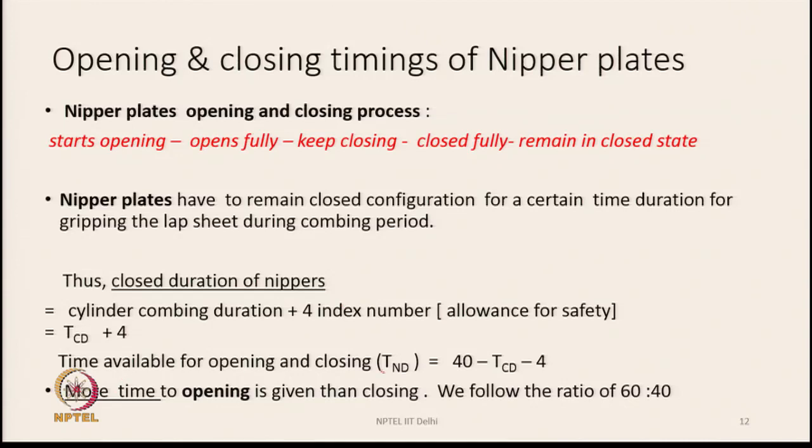So, time available for opening and closing therefore becomes 40 minus TCD, duration of time while combing is going on, minus 4. So, this is the time that is available for us for opening and closing operations. More time is given to opening than closing, so that the opening does not take place with a jerk. So, generally we open a little slower, but close a little faster. We follow the ratio of 60:40 here, instead of 50-50.